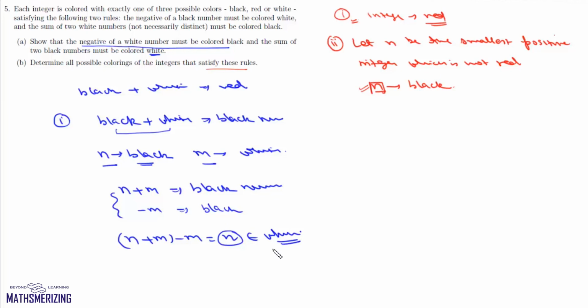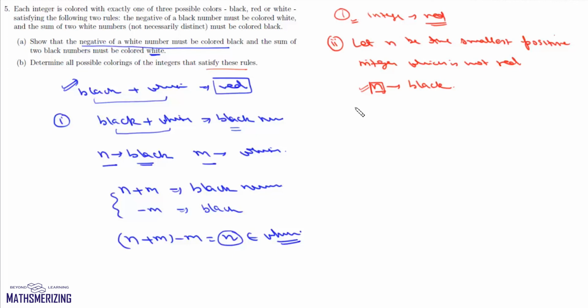So from contradiction, we can say that black plus white cannot be a black number. In the same way, we can prove that black plus white won't be a white number as well. So we can say that the sum of a black number and a white number must be painted red. Now we'll come back to our claim, which is that if the color of n is decided, then the color of all of the integers is pre-decided.